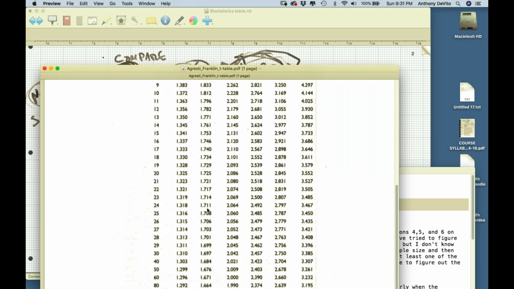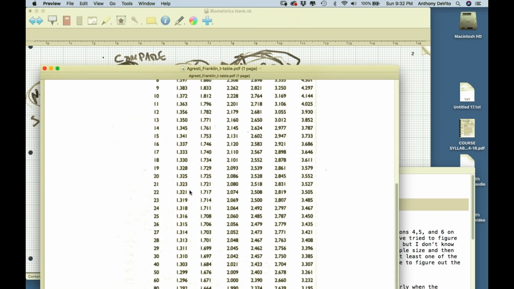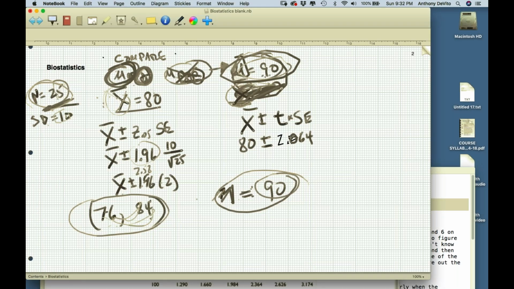Let's see, 24. No, remember, this is degrees of freedom, right? Remember, the column is degrees of freedom, not sample size. And degrees of freedom are equal to the sample size minus 1. So that would make it 2.064, that one over there. Okay, I'm going to use 2.06 probably anyway, just so I don't slow this whole thing down. 2.064 times the standard error.